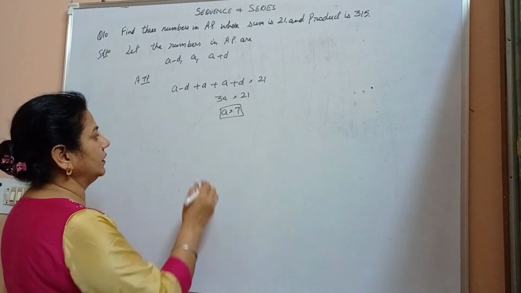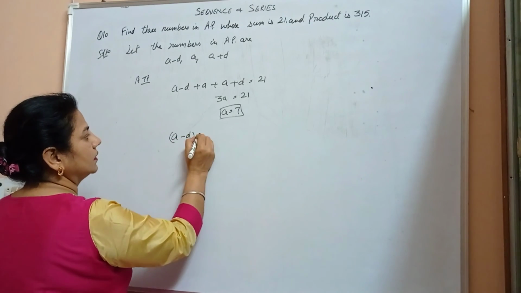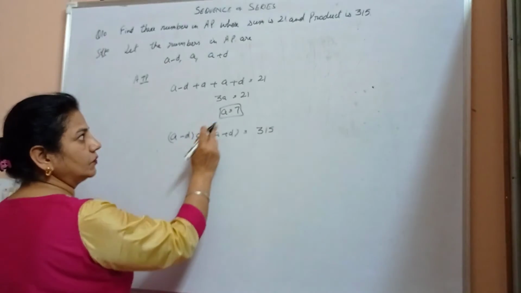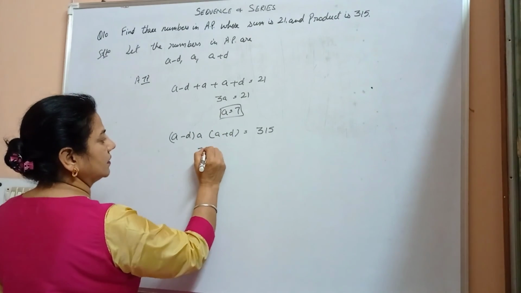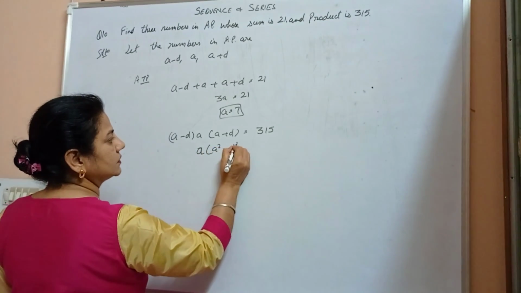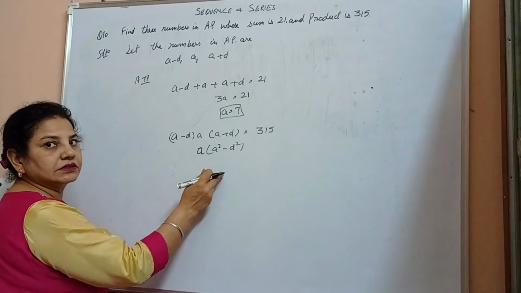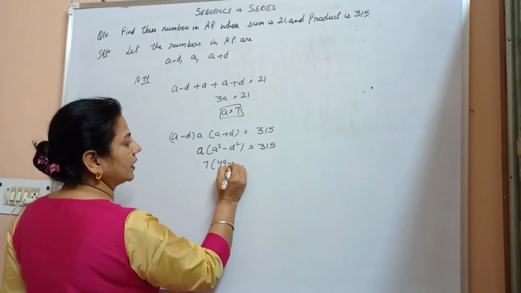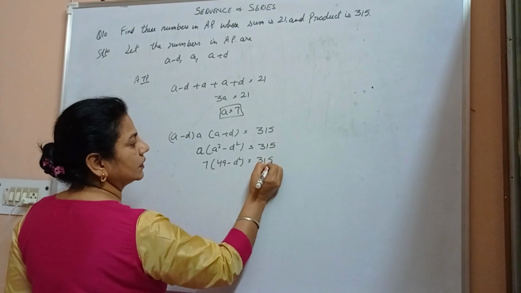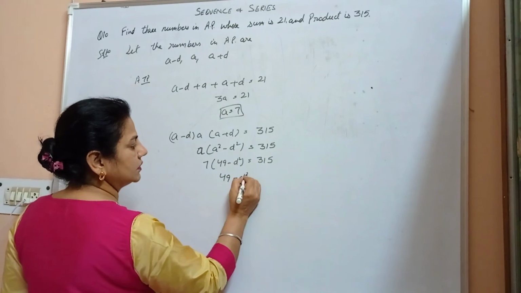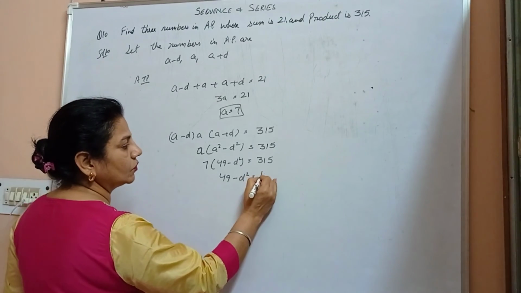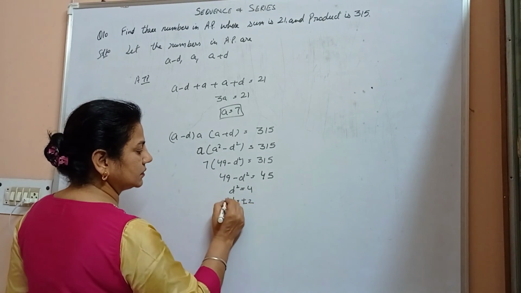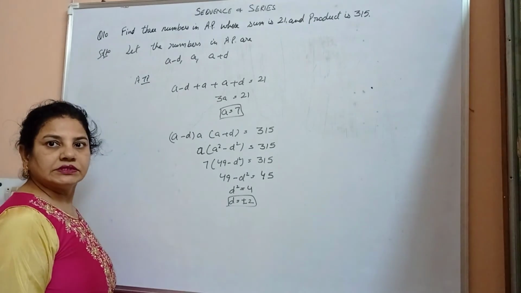Product is 315. So (A minus D) into A into (A plus D) is equal to 315. As we know, A is 7, so I will get 7 times (A square minus D square) is equal to 315. So 7 times (49 minus D square) is equal to 315. So 49 minus D square, divided by 7, I will get 45. So D square is equal to 4, D is equal to plus minus 2. Common difference is plus minus 2.